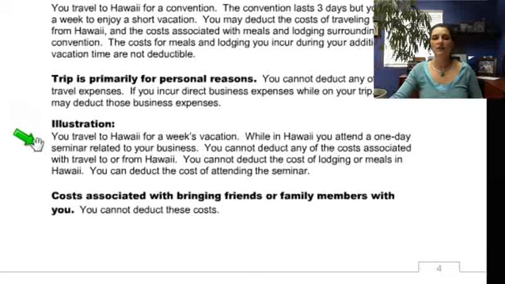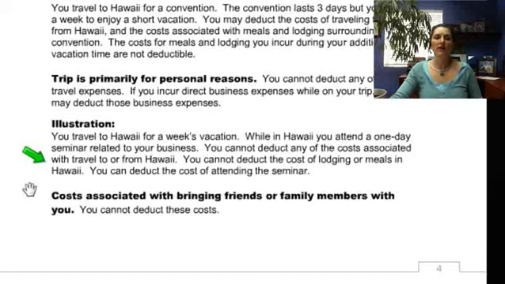You cannot deduct any of the costs associated with travel to or from Hawaii, and you cannot deduct the cost of lodging or meals while you are in Hawaii, but you could deduct the cost of attending that seminar. So how is it that you decide whether a business trip is primarily for personal reasons or primarily for business reasons? Well, the facts and circumstances around the event really establish that.